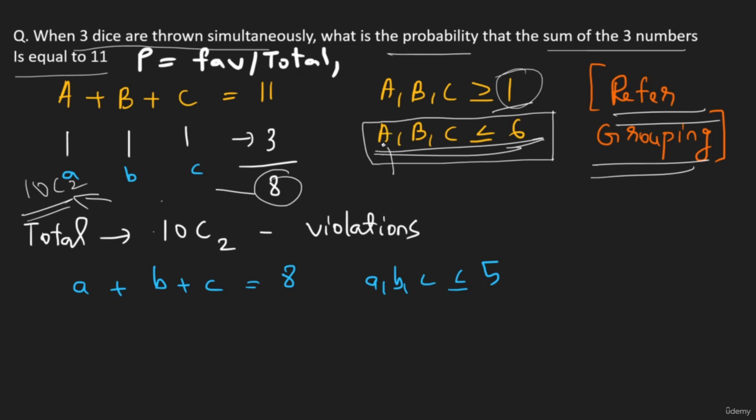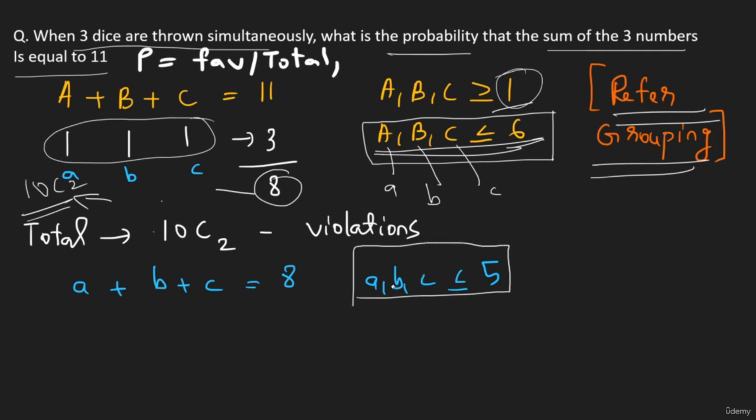If you subtract 1 from capital A, you get small a. If you subtract 1 from capital B, you get small b. If you subtract 1 from capital C, you get small c. Now, because we have already distributed 1 to each, to satisfy this condition over here, a, b and c in small letters have to be less than or equal to 5. Alright. Now, let's find the violations.